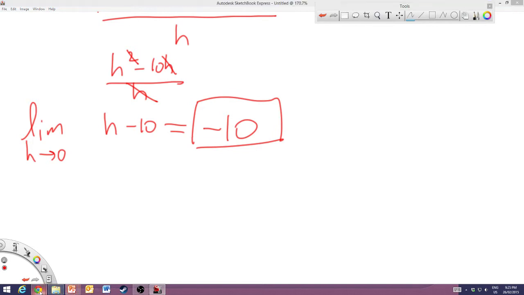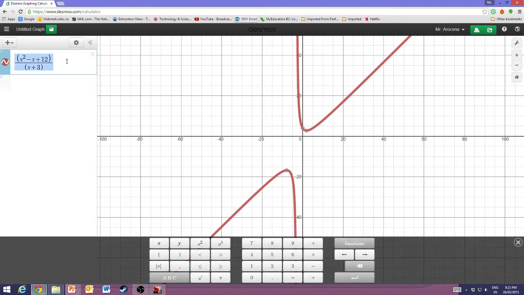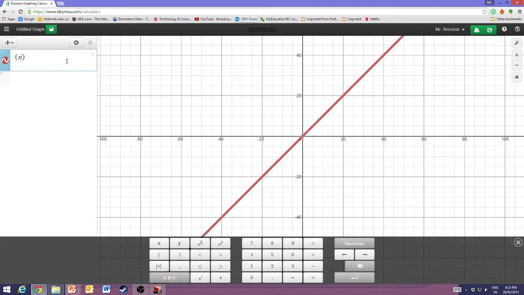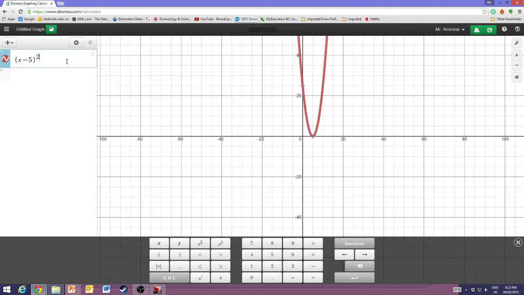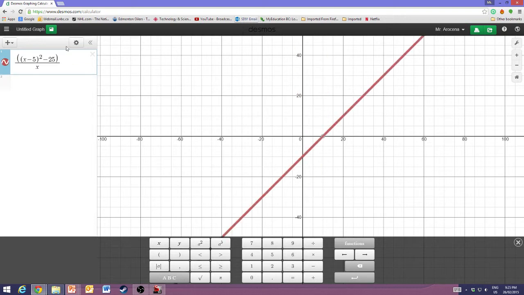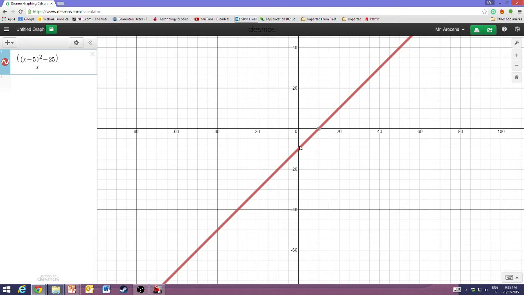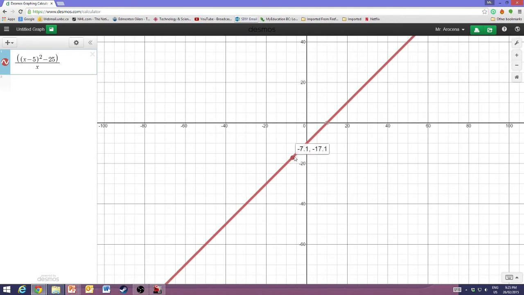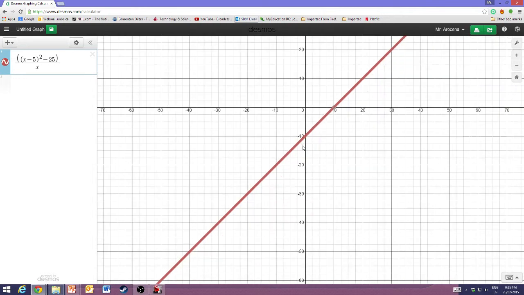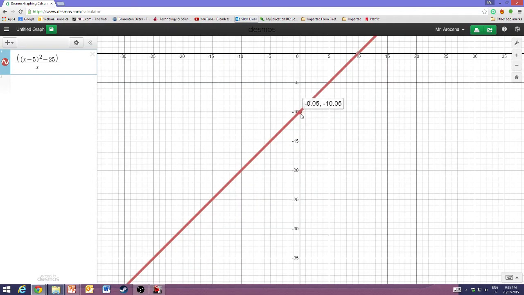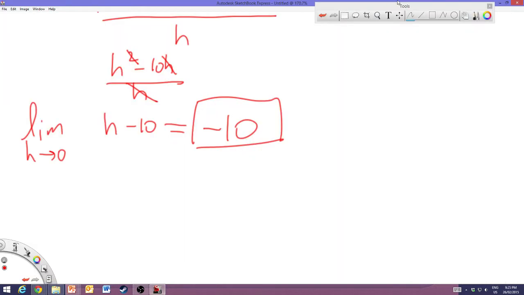Okay, then we'll check. Let's check with a graph. So, x minus 5 squared minus 25 divided by x. As x approaches 0, it approaches a value of negative 10. Yep, there it is, negative 10. At 0, it's actually undefined, which is as we would expect, but as it approaches 0, it gets closer and closer to negative 10. So we're good.